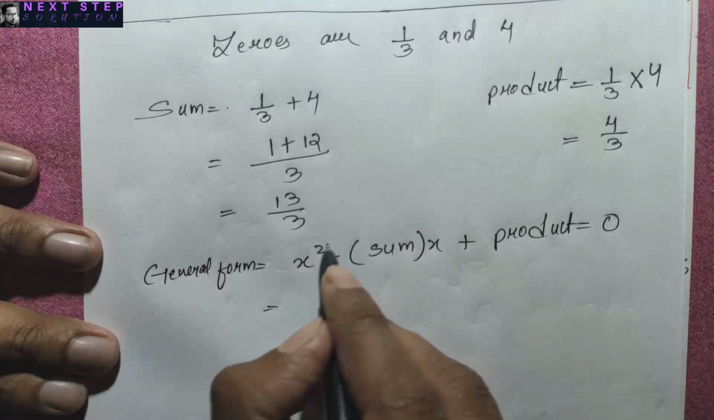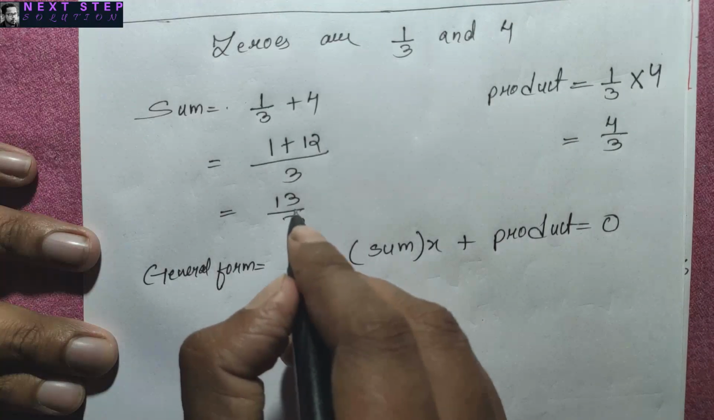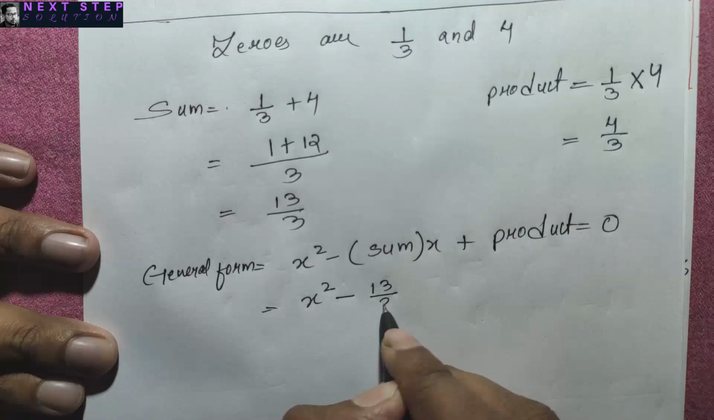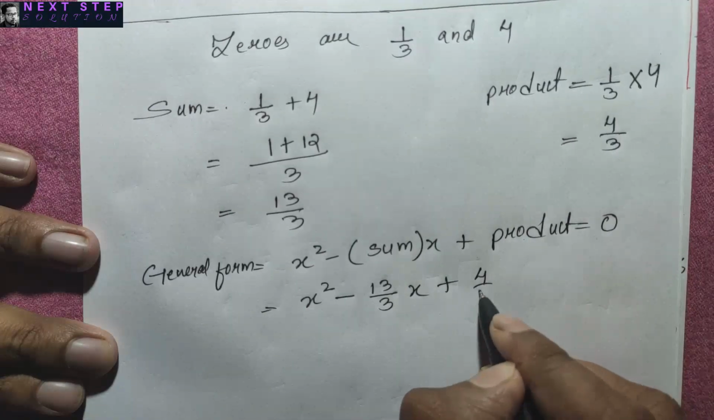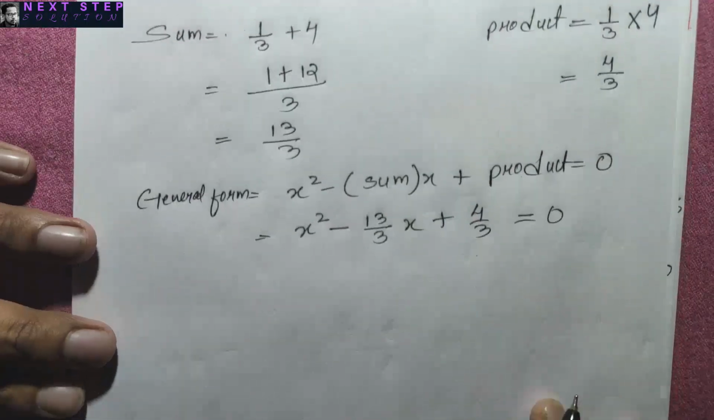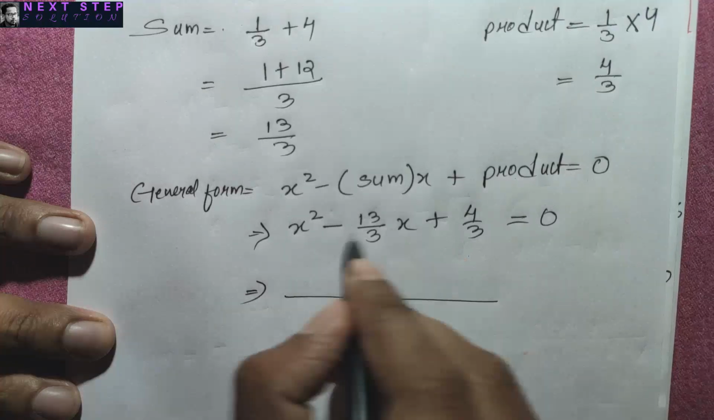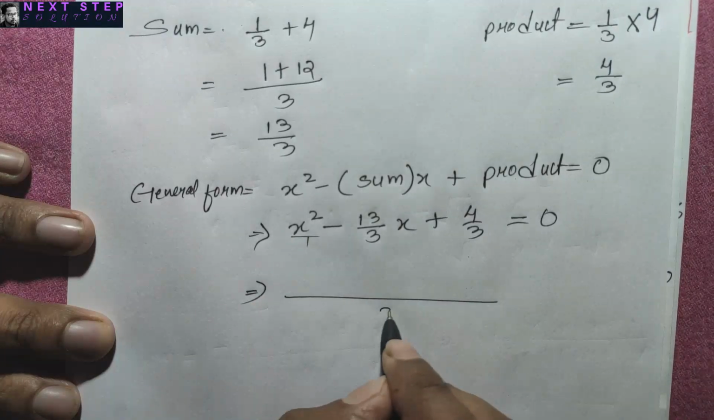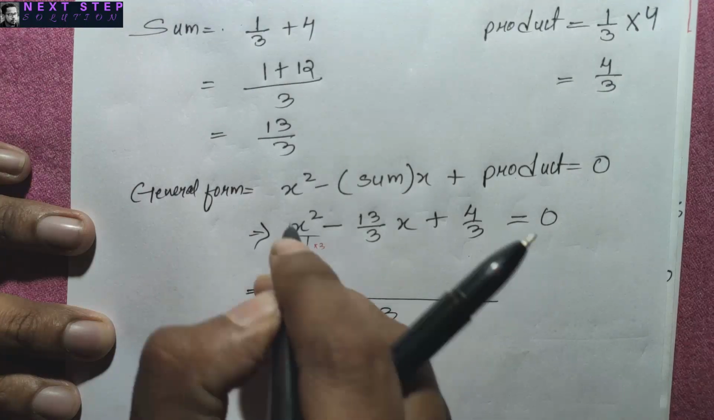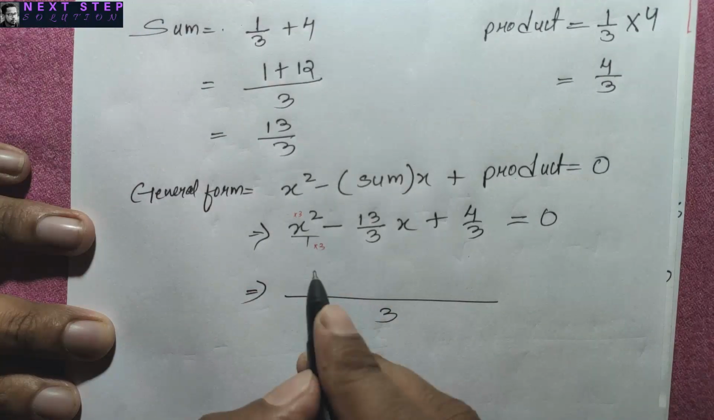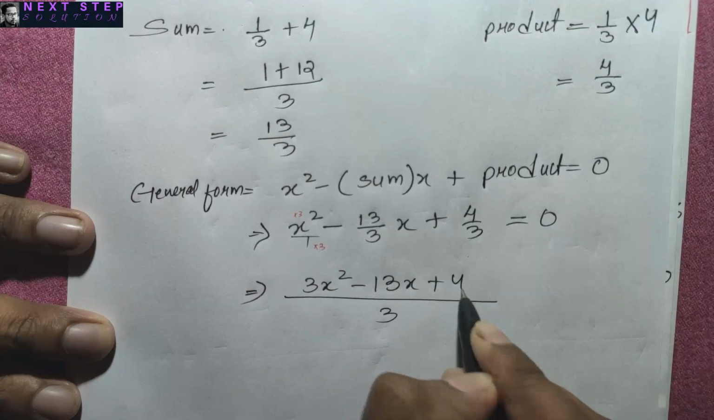Now replace the values. x square will remain as x square minus sum. What is the sum given here? The sum is 13 by 3. x will remain as x, plus product 4 by 3, equals 0. Now in order to simplify this, we have to take the LCM. The LCM for all the numbers can be taken as 3. Before it was 1, we made it 3, meaning we multiplied it with 3. On the upside we have to multiply with 3. It becomes 3x square minus 13x plus 4 equals 0.